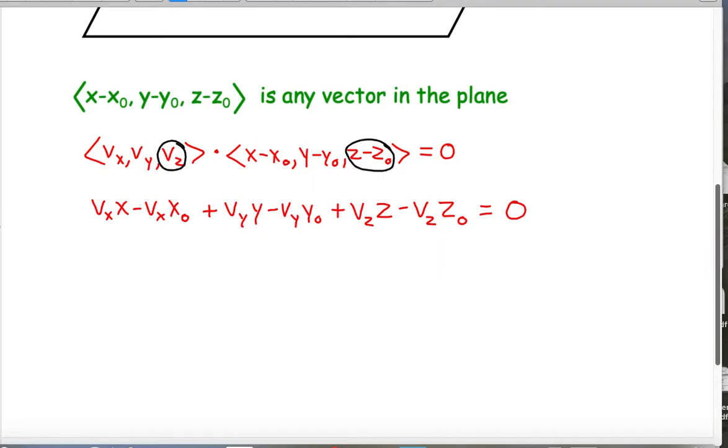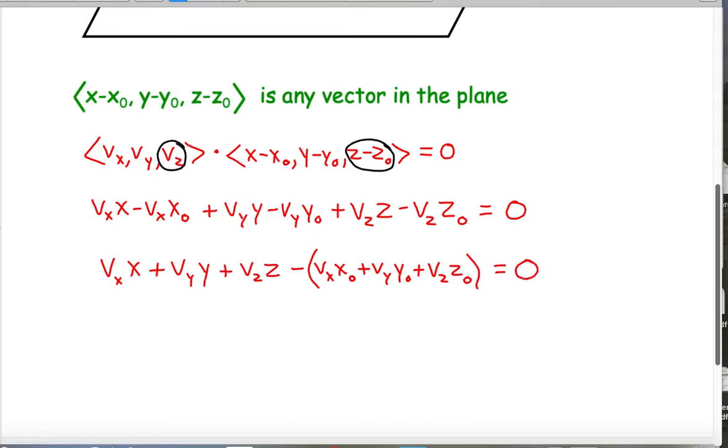Now let's regroup this a little bit. So I have v sub x times x plus v sub y times y plus v sub z times z, and then actually I can say minus all this other stuff if I factor out a negative 1, v sub x times x sub 0 plus v sub y times y sub 0 plus v sub z times z sub 0, and all that equals 0.